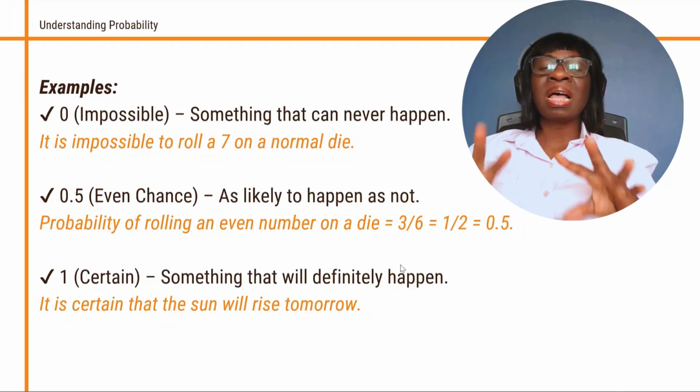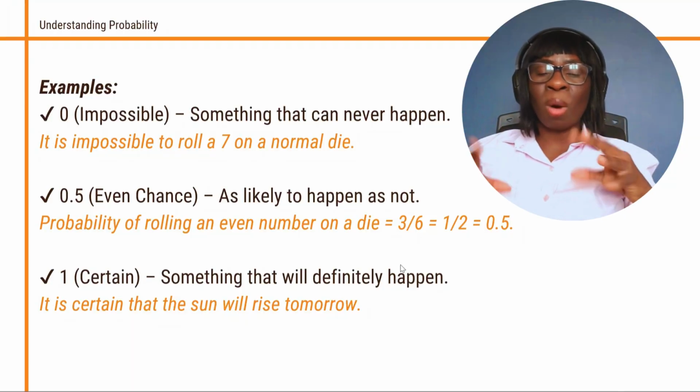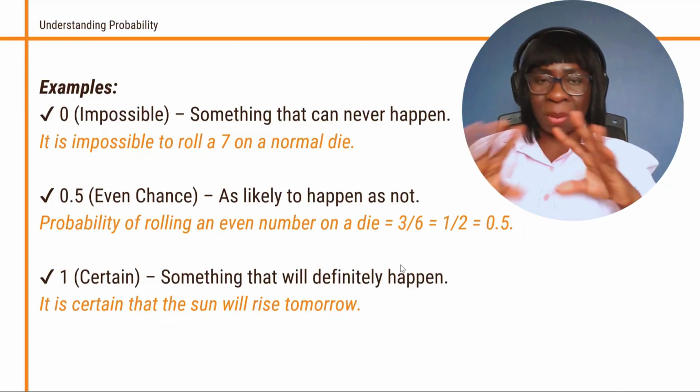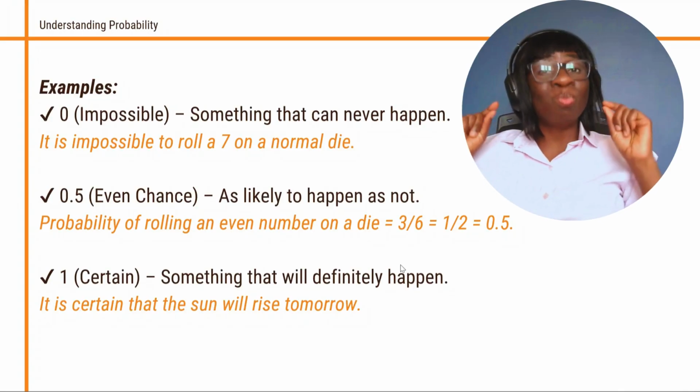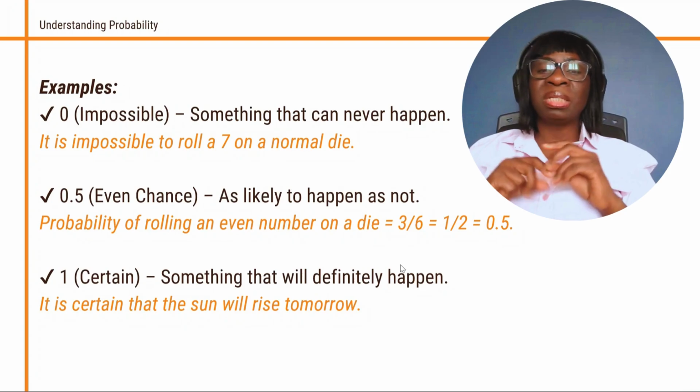So it is either 0, in between 0 and 1, or it is 1. If it is not going to happen at all, that means it is impossible. The probability will be 0. If it is certain to happen, that means the probability is 1.